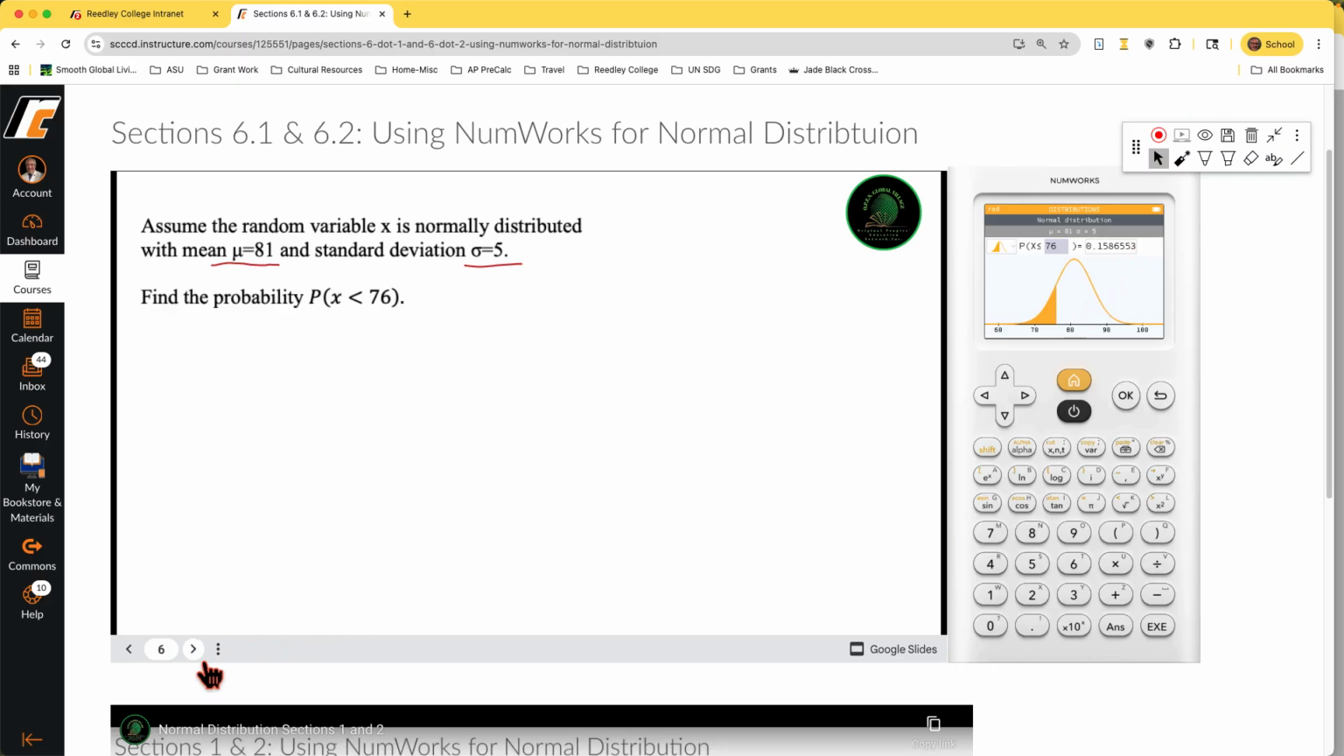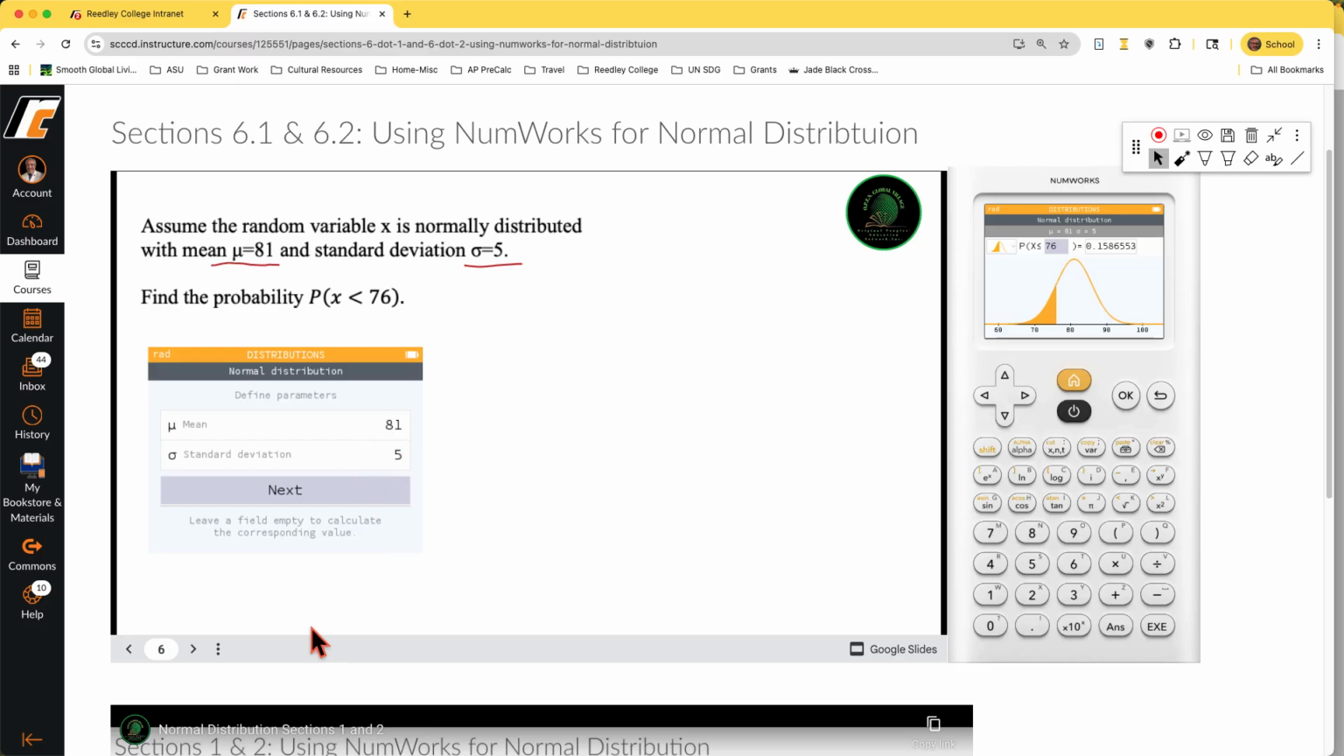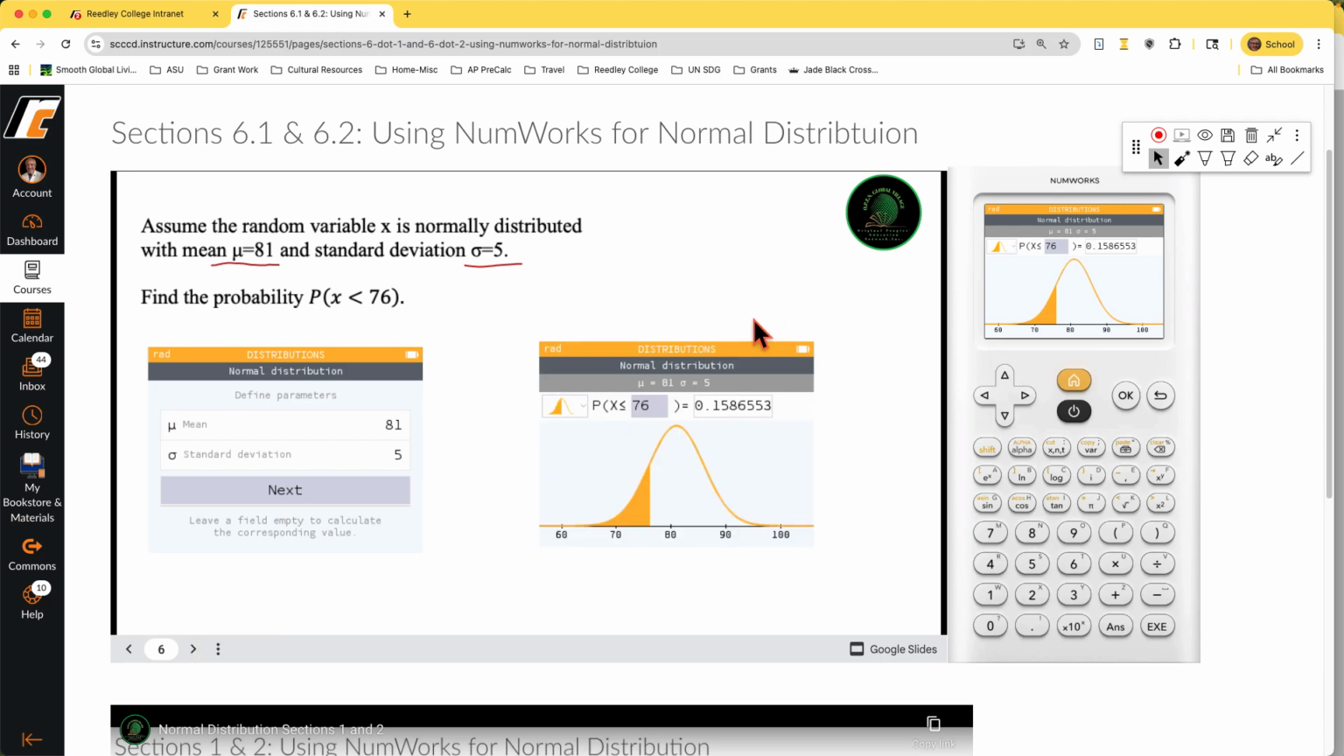I'll give you the bigger picture over here. Put in the 81. So I put all the reminders. If you go through this, it's how did you put in the mean and the standard deviation first. We come over here, we put our 76 in here. We've got our answer. Find the probability. It's a probability of 0.1587.